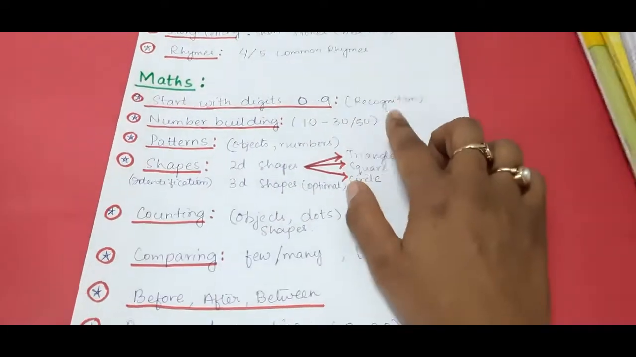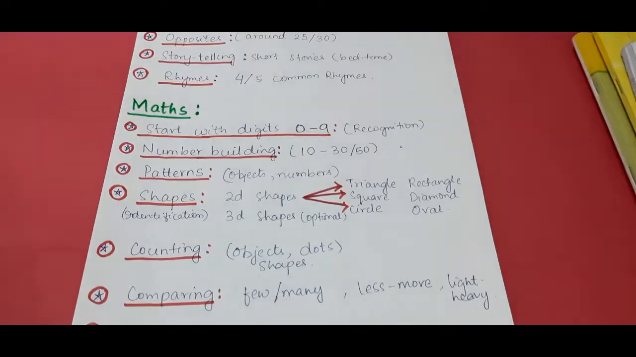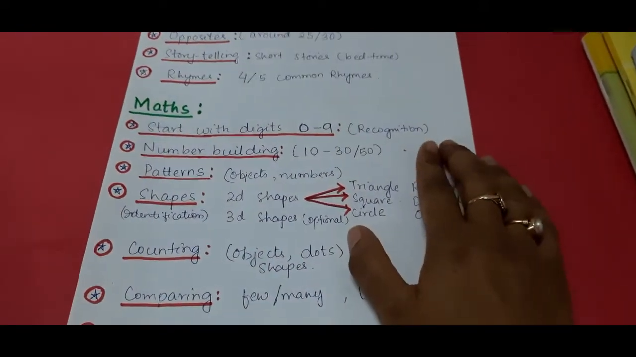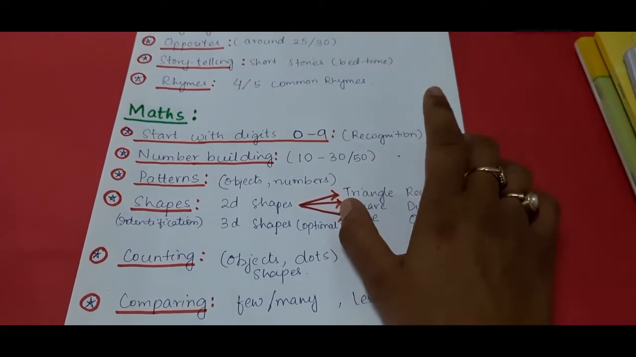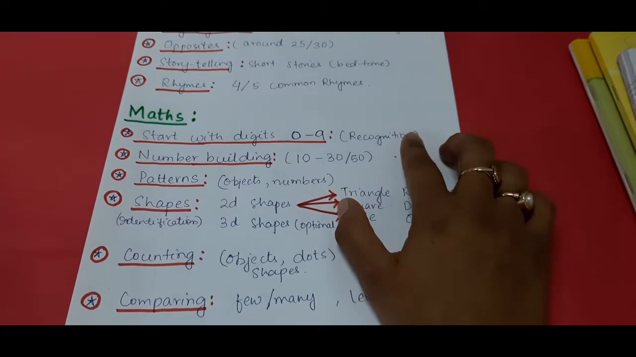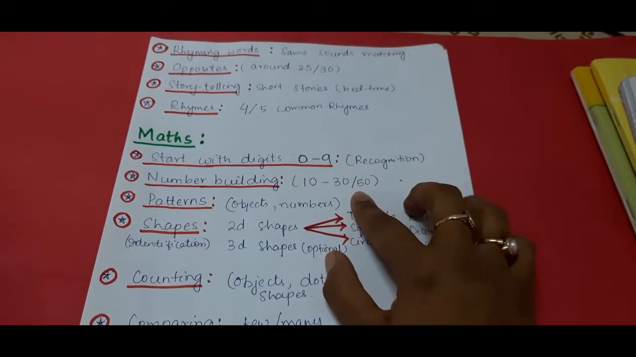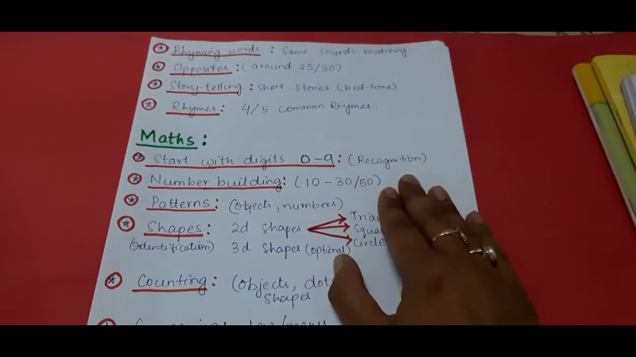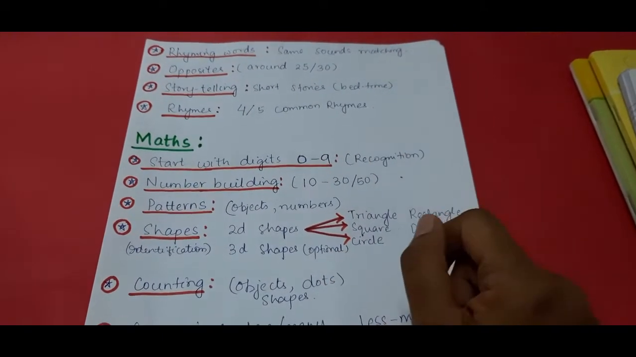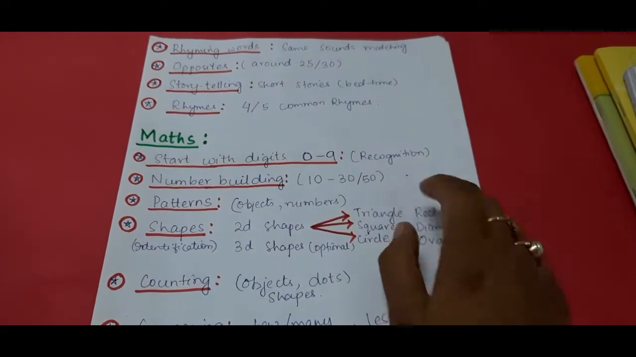Next is maths. I'll just tell how I did it. I started telling my daughter about digits, that there are 10 digits, 0 to 9, and I made her recognize the digits first, and after that I made her build the numbers. I have put up videos also for that. You can refer to my videos. It's very easy, and in this way Anika has already learned to write up to 100, because number building becomes easier if the child knows the digits.